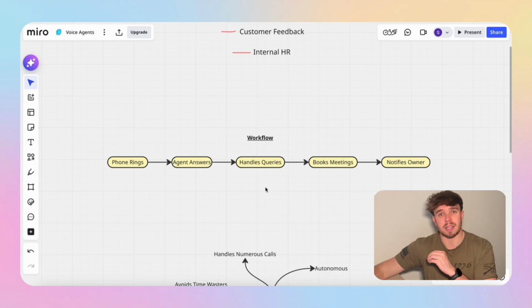Then it could also book meetings. By doing this, it will check the calendar, check the availability within the business, and finally book me in or reschedule me if I need to. And finally, the most important part is actually notifying the owner, giving the owner information on what's happened on this call and if any bookings have happened.